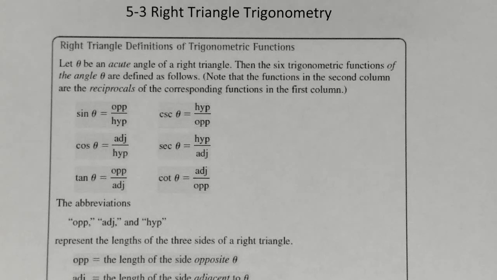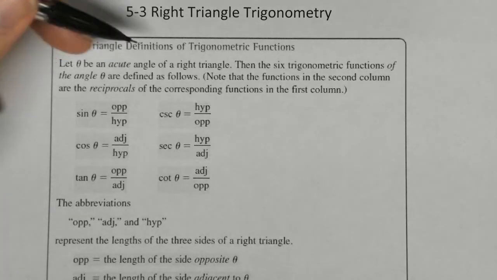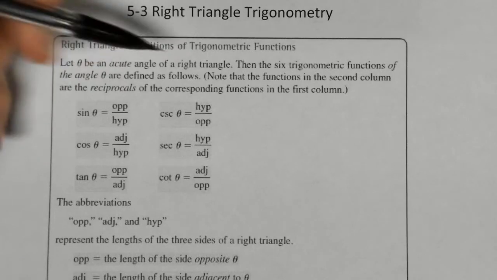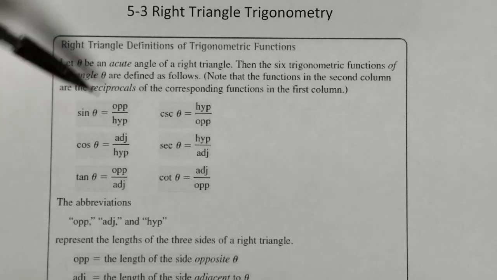Okay guys, in this section we begin to look at the 6 trigonometric functions, and we're looking at them in terms of their right triangle definitions. The scenario we have here is theta as an acute angle of a right triangle. Then these are the definitions of the 6 trigonometric functions of that angle theta.